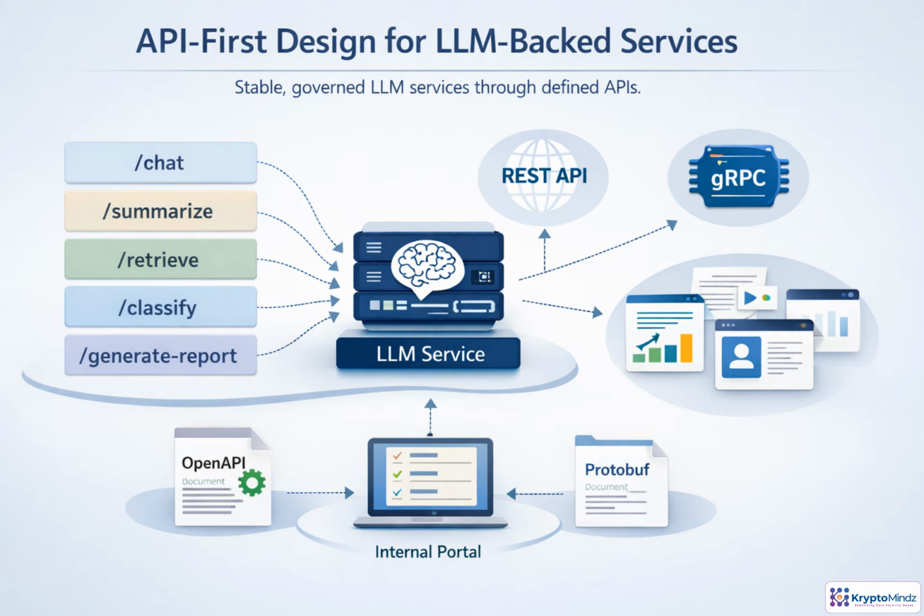REST is usually the safest public interface because it is browser-friendly and widely supported. gRPC is better for internal microservices that need strict schemas, high throughput, and efficient streaming. The key design move is to expose capabilities, not prompts. OpenAPI, protobuf, and developer portals make those contracts easier to discover and reuse.